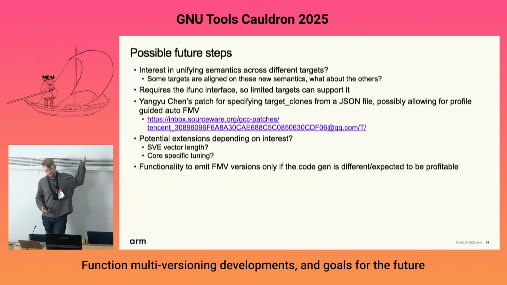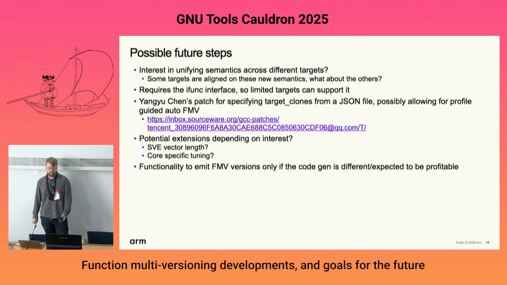Yang Chen made a very interesting patch for being able to specify a JSON file where it says, for these functions, please add these target versions. So you'd be able to do this versioning with no source code update at all. That's really cool, but probably needs more discussion. We would love to add some more potential extensions. So saying, if you're on this core specifically, please go and do this tuning for that core, and you can get speedups for that. Possible things like that may be interesting, but again, depends on interest and feasibility, really.